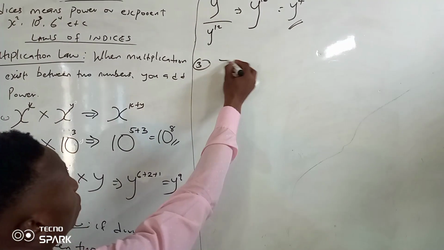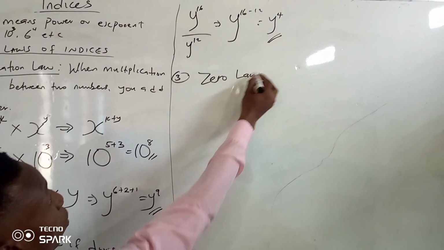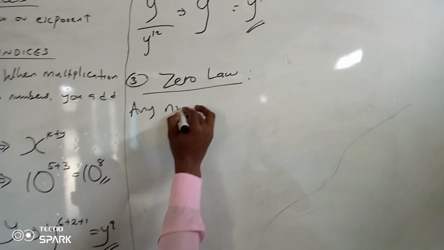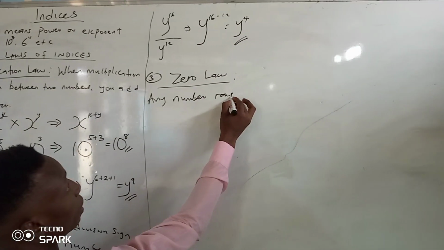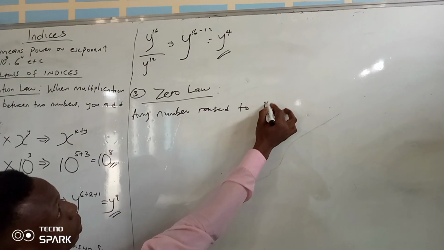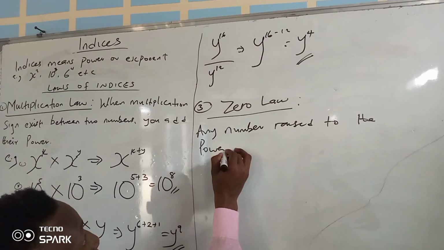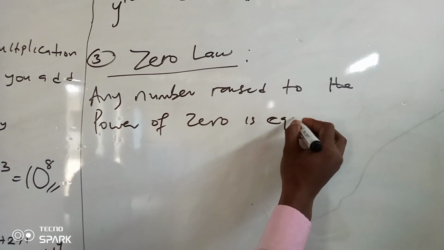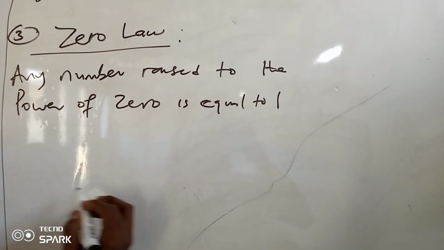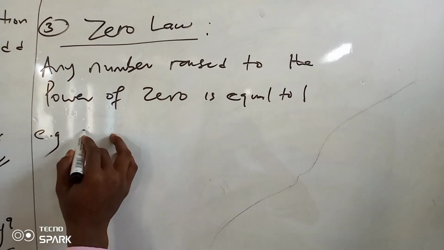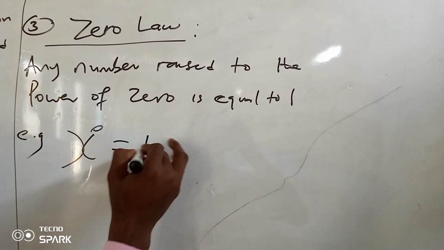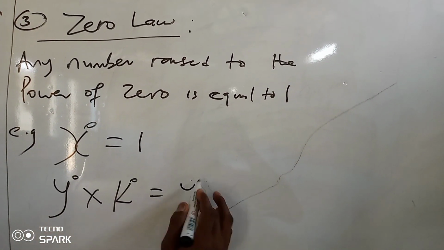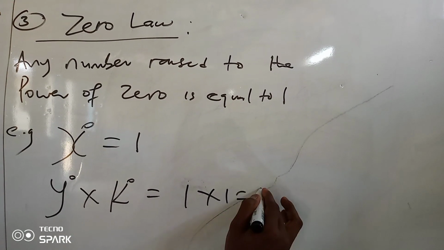The third law we're looking at is the zero law. Now, any number raised to the power of 0 is equal to 1. Example, if I have x to the power 0, the answer is 1. y to the power 0 times k to the power 0, the answer is 1 times 1, which is 1.